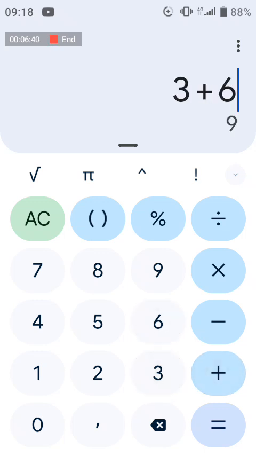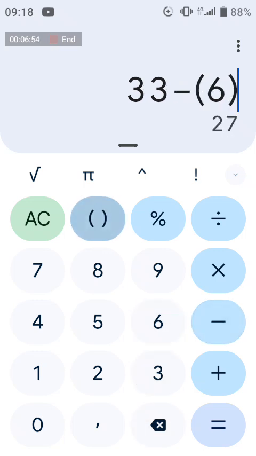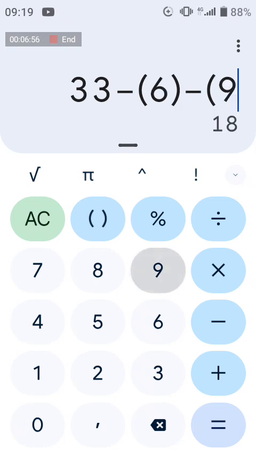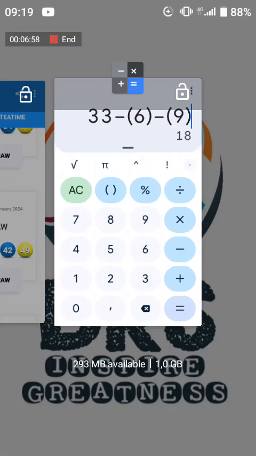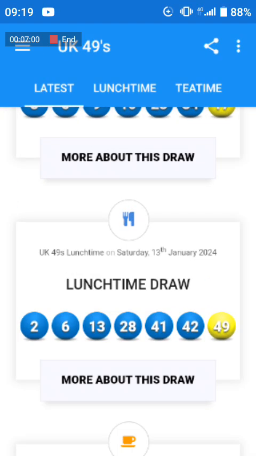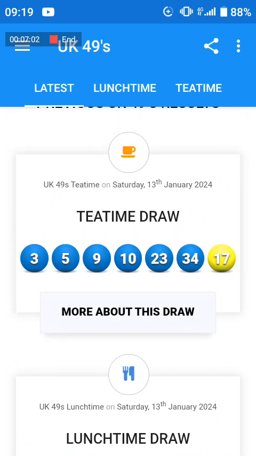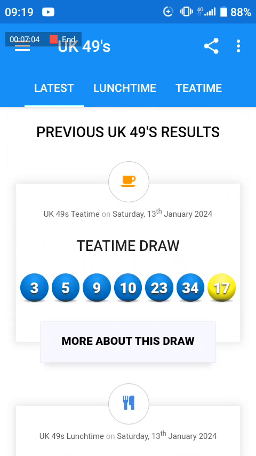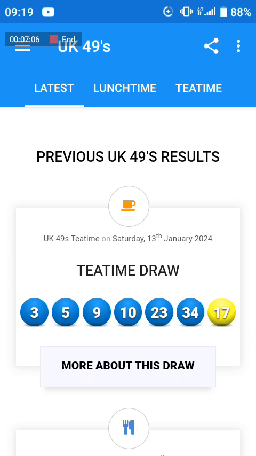When you say 3 plus 3, it is 6. 3 multiplied by 3, it is 9. From a set code of 33, we have 6 and also we have 9. But then let us go back and check what played on tea time. On tea time we see instead of 6 and 9, what played was 5 and 9.